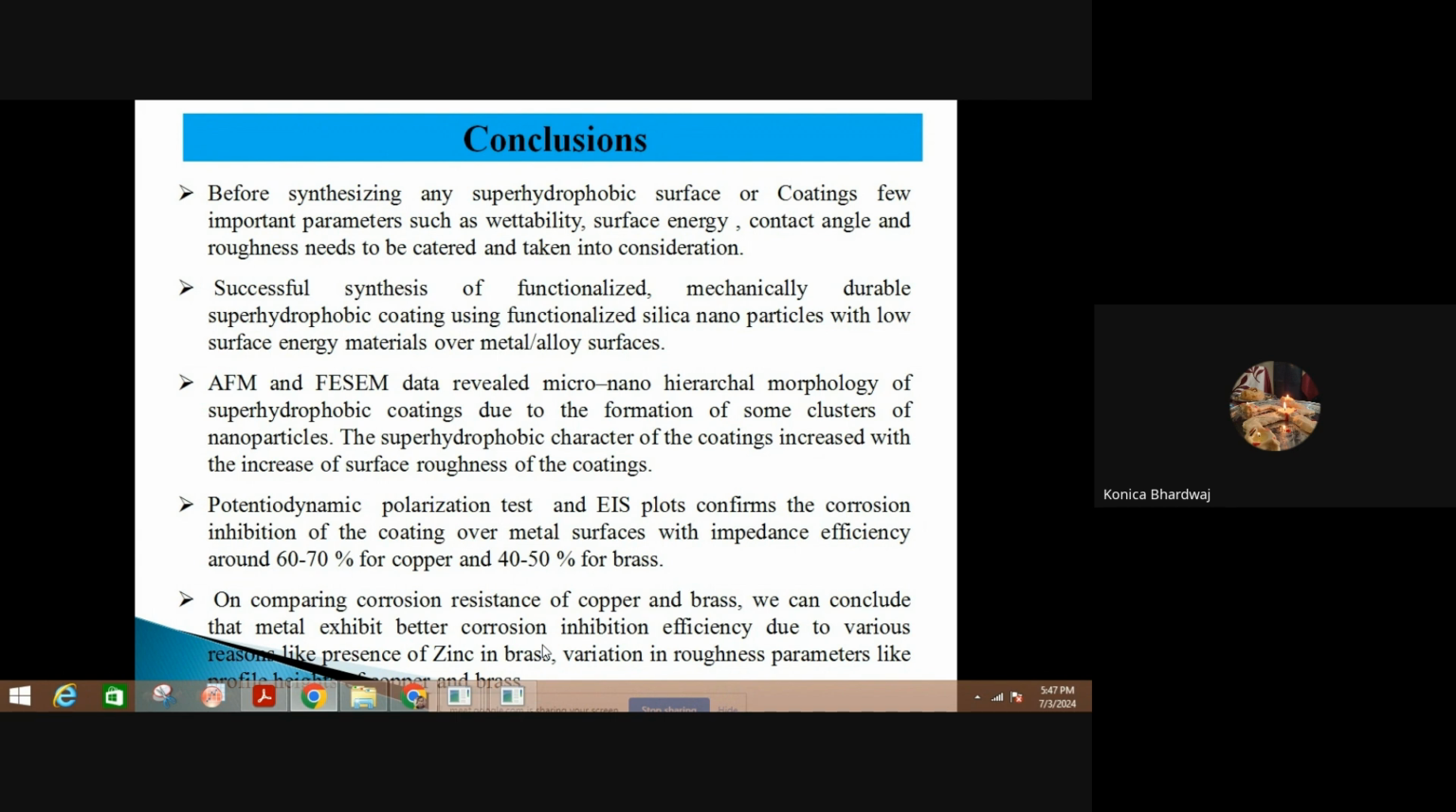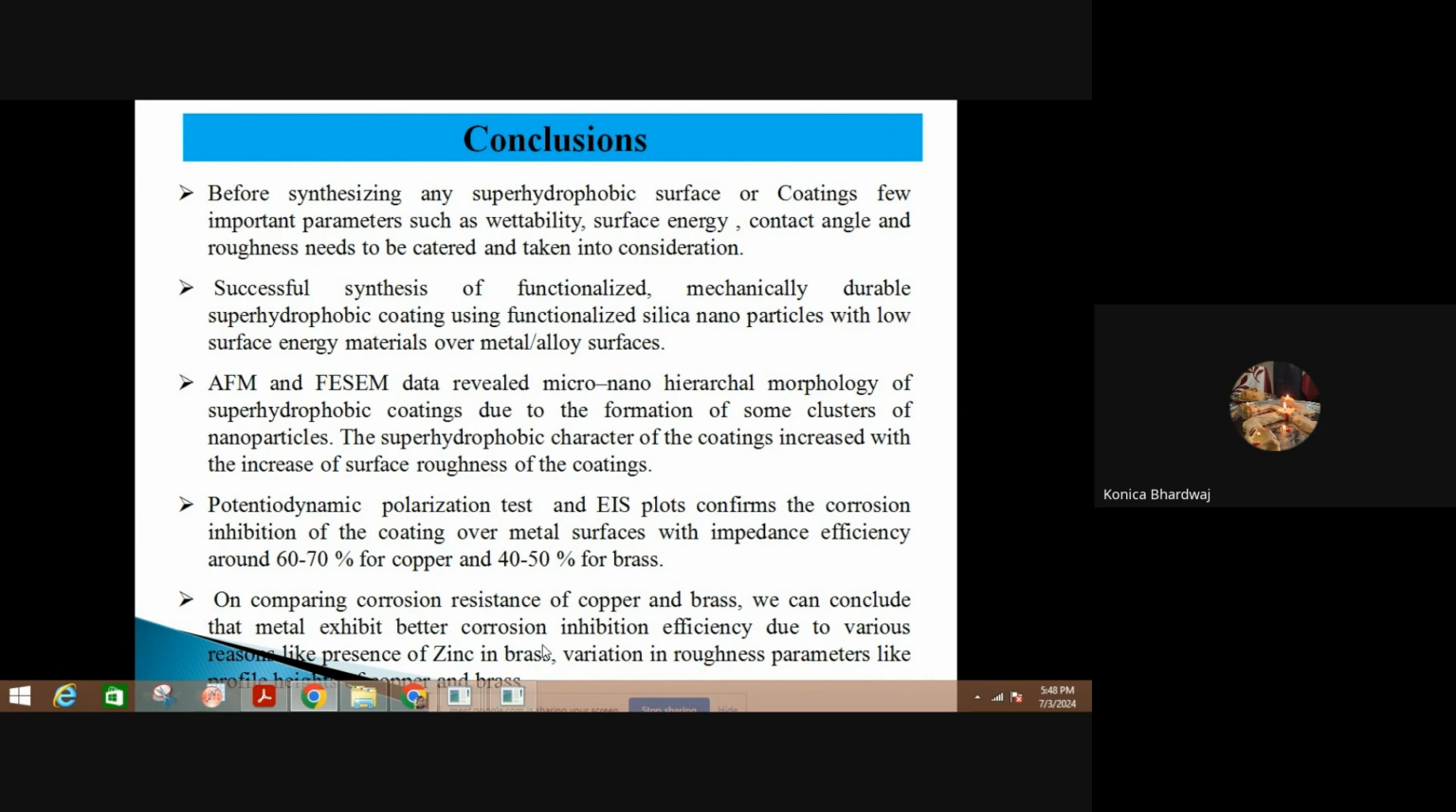Then efficiency is also changing. For copper, it is near 60 to 70% that we have achieved, and for brass, it is near about 40 to 50%. So all these parameters show that there is a change, and the reason behind this is maybe the structure. Then roughness parameters, profile heights. The profile heights shown in brass and copper are different, and those heights trap more air, and the surface contact area between the water and the metal or alloy surfaces decreases. That depends on that also.